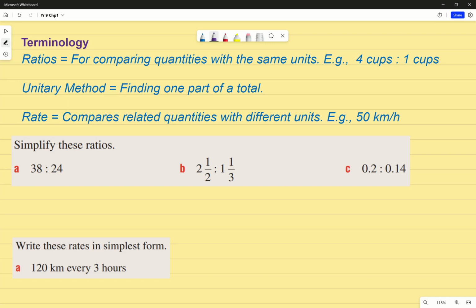For example, if I said this person charges $30 an hour for their service, dollars versus hours are different units, so therefore it's a rate. So 50 kilometers an hour would be a rate, whereas a ratio must be the same unit. What if I said I was still baking the cake and I need 2 eggs per 2 cups of flour? Is that a rate or a ratio?